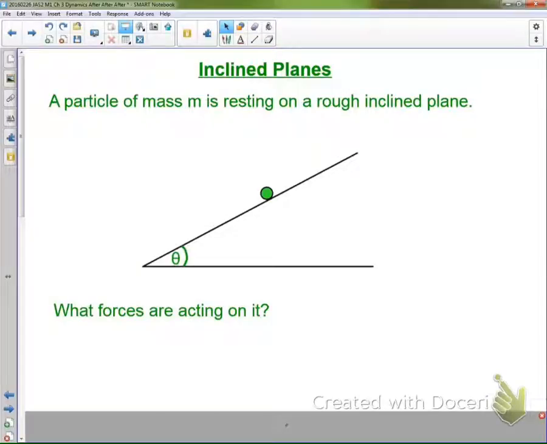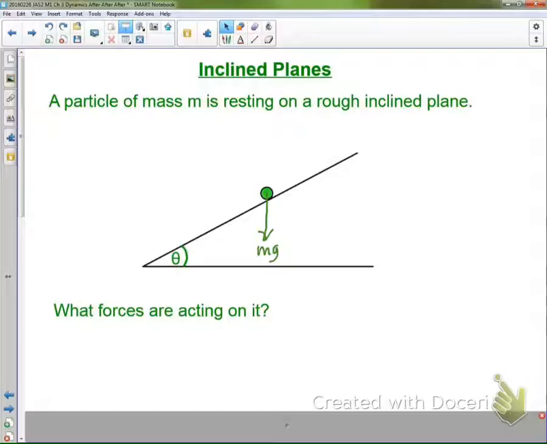In this part of the dynamics chapter, we're going to take a look at inclined planes. Previously we'd mostly looked at situations happening horizontally or vertically. Here we're going to consider a slope. So we have here a particle resting on an inclined plane, and we want to think about what forces are acting on it first. So we have its weight pulling it down.